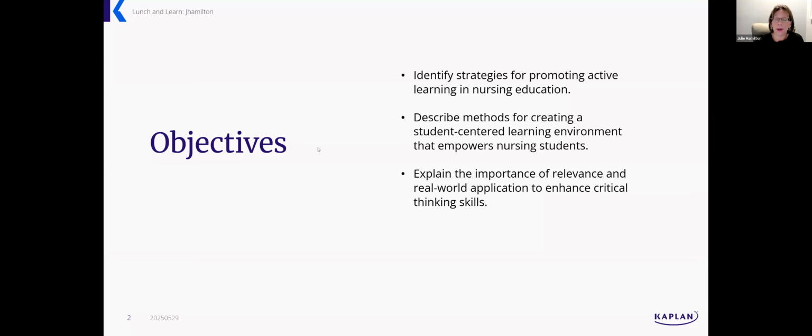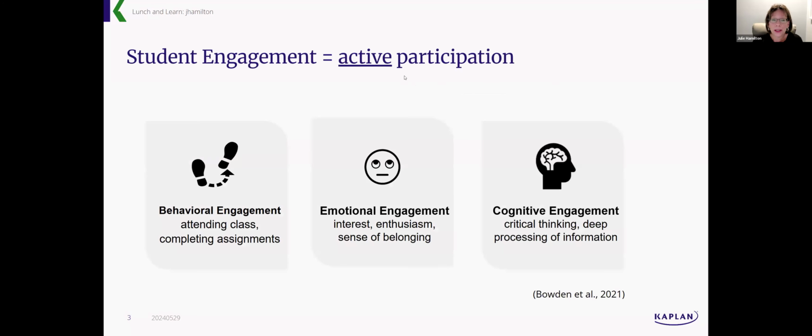What are we going to learn today? What are our objectives? Well, we're going to identify strategies for promoting active learning in nursing education, describe methods for creating a student-centered learning environment that empowers nursing students, and explain the importance and relevance of real-world application to enhance critical thinking skills. And that is really, really key. We'll dive into that as I go over the slides on how we can do that with engaging our actual students.